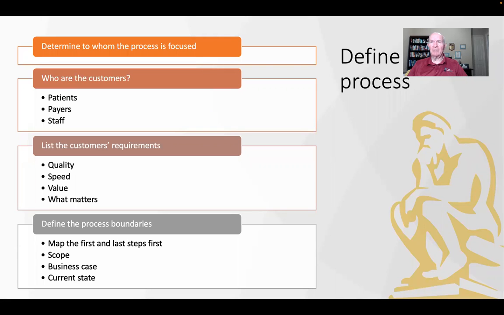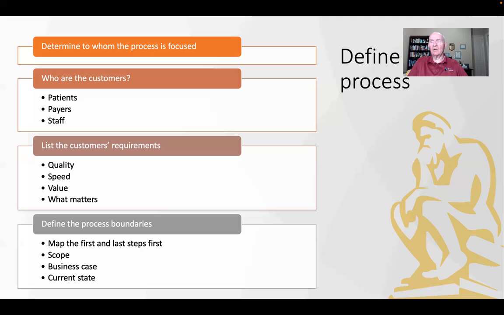And then, of course, we have to define who our customers are. Are they patients? Are they payers? Are they staff? Are they suppliers? Who really are we serving in that one particular process that we're taking a look at? And what are the requirements of the customer in terms of what they expect from quality, time, value, and of course, what's important to them. Then defining the process boundaries, I think, is also very critical, because again, we want to be careful for project creep and for the scope of the project itself.